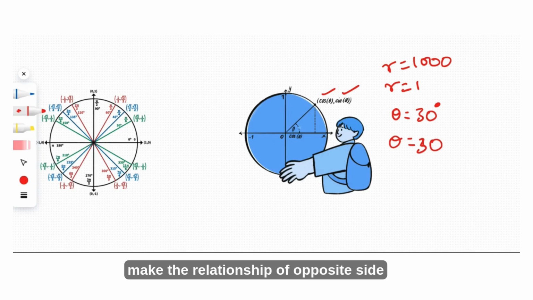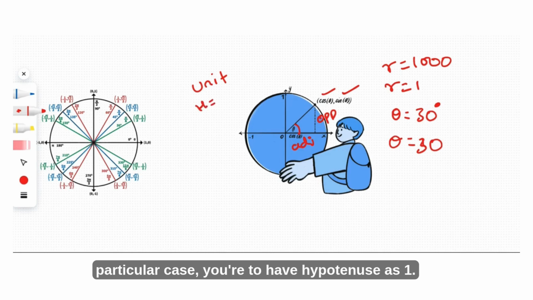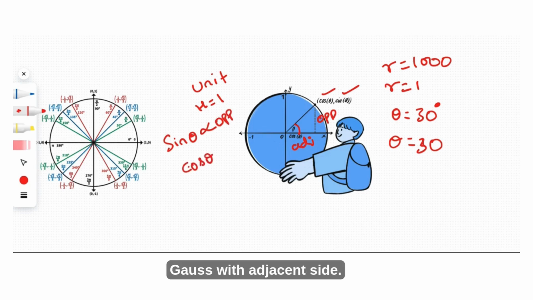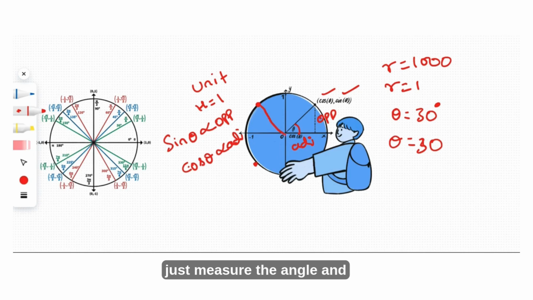So, to make the relationship of opposite side to adjacent side with respect to each angle that we are figuring out, we make use of a unit circle. In this case, you have the hypotenuse as 1. Therefore, the sine function obtains a direct relation with the opposite side and cos with the adjacent side. If you want to know the value of any point on the circumference, just measure the angle and apply the value of the angle to the theta value.